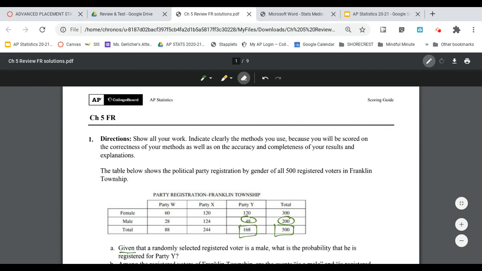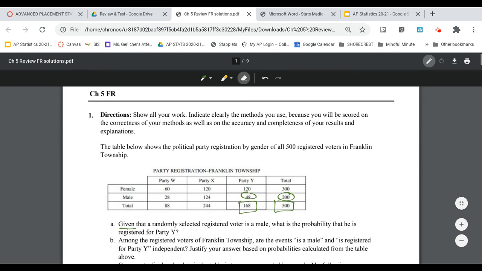This is the video going over the Chapter 5 free response questions on the review packet. Okay, so number one, the numbers that you need to pull out of the chart for the first few parts anyway are circled and boxed there.